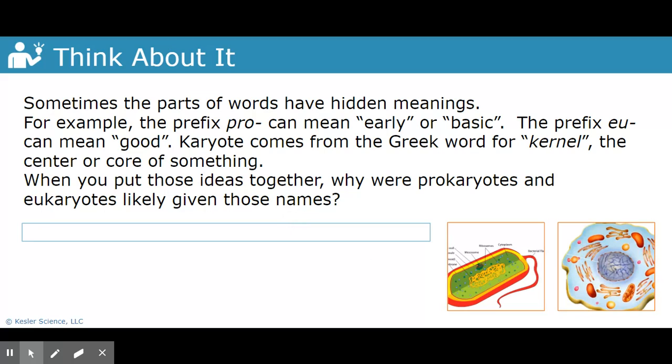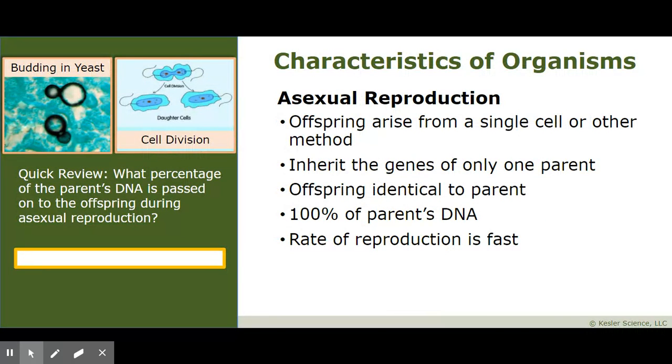I want you to think about it for a minute, okay? And I want you to tell me, why do you think they were given these names? So pro means early, and early kernel, and then eukaryote means good kernel, basically. So what's the difference? What do you think? Why were they given these names? Just tell me your thoughts. There's no right or wrong answer. I just want to know what your thoughts are on it.